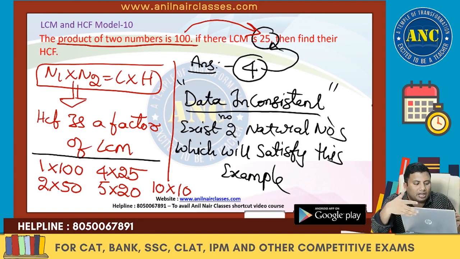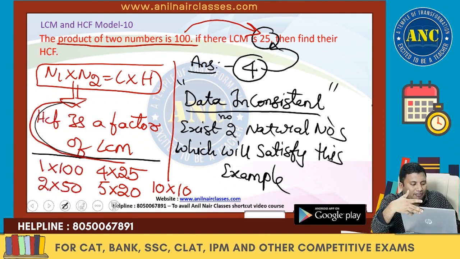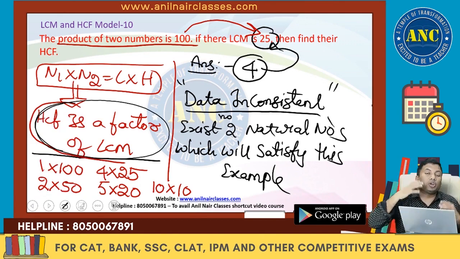HCF by default will be a factor of LCM. It goes without saying. It has to be a factor of LCM. Why? Because HCF is a factor of the number and the number is a factor of LCM. So HCF is a factor of LCM. Rambabu, I hope it is clear.